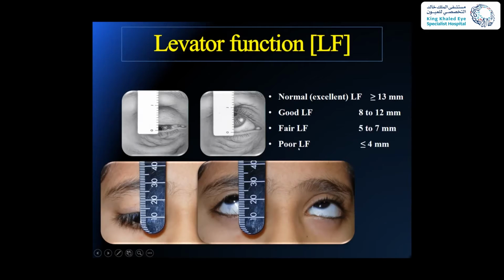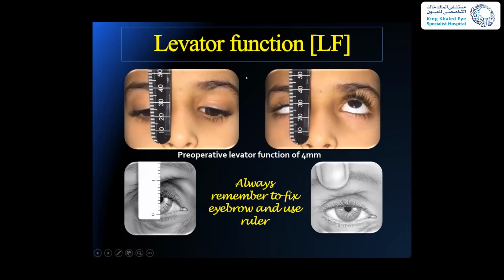If the levator function is 4 millimeters or less, we consider it poor. If 5 to 7, we consider it fair. If 8 to 12, we consider it good. And more than or equal to 13 is excellent levator function. You might find some little difference in these numbers, but this is from Frank Nesi's oculoplastic reconstructive surgery, which is adopted by most clinicians. As I told you, always remember to fix the eyebrow, and here also from the extreme down gaze around 26, extreme up gaze around 30 or 29, so 3 to 4 millimeters here is the levator function.